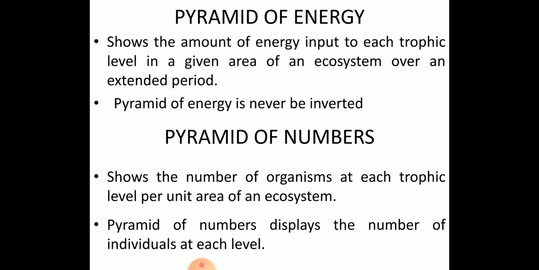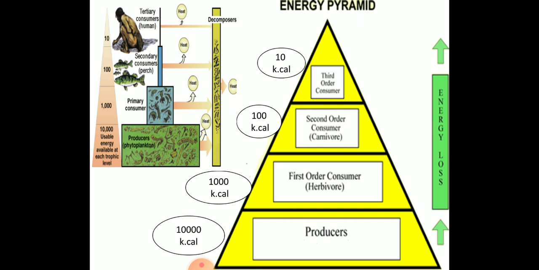The first one, pyramid of energy. In this type of graphical representation, usually in the ecological pyramid, the amount of energy input to each trophic level in a given area of an ecosystem over an extended period is shown. So the pyramid of energy is always upright, it will never be inverted. If you take this diagram itself, it shows that commonly the pyramid is a triangular shaped structure.